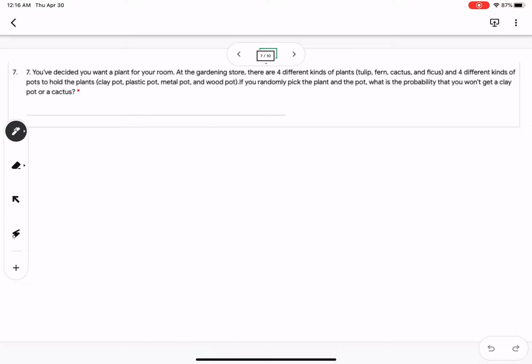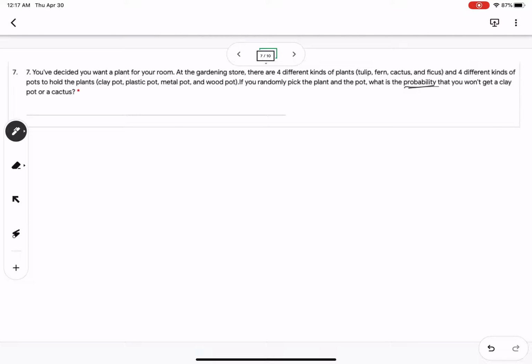Okay. You decided you want a plant for your room. At the gardening store, there are 4 different kinds of plants: tulip, fern, cactus, and ficus, and 4 different kinds of pots to hold the plants: clay, plastic, metal, and wood. If you randomly pick the plant and the pot, what is the probability that you won't get a clay pot or a cactus? Okay, so again, we're looking at probability.